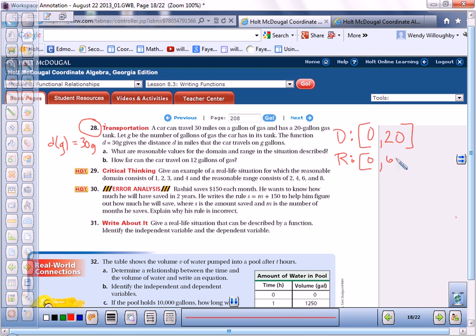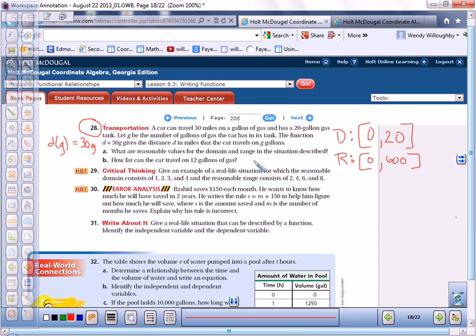Now this says how far can the car travel on 12 gallons of gas? Where would we plug the 12 in? G. And we do 12 times 30. 360.